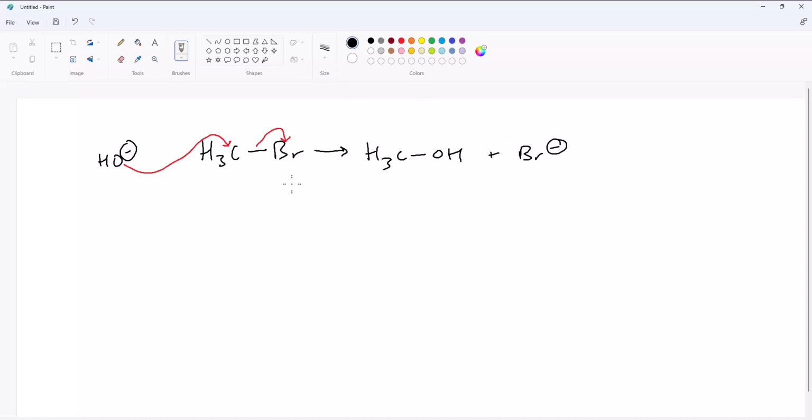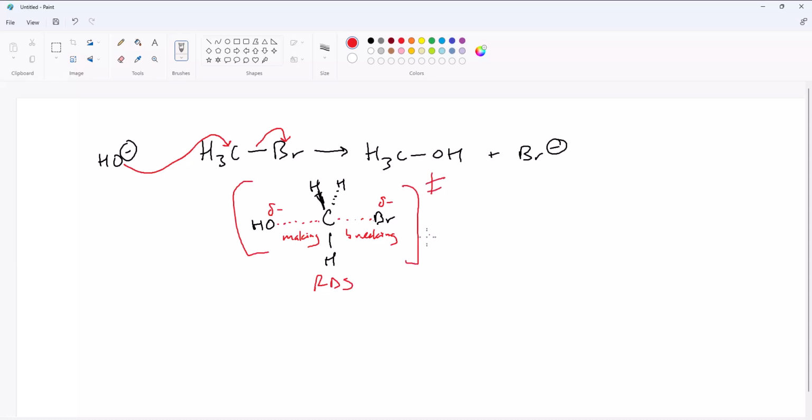If we're to look at the transition state, what we see is we have a CH3, I'll draw this with stereochemistry, that's kind of in the middle. We have an OH on one side, we have a Br on the other side, and what we see is we have two kind of pseudo bonds. So we have the bond making and the bond breaking at the same time. So these both have delta minus charges on them. So we have the bond making, and we have the bond breaking, both happening at the same time. Again, this is the rate determining step, and we would call this the transition state.